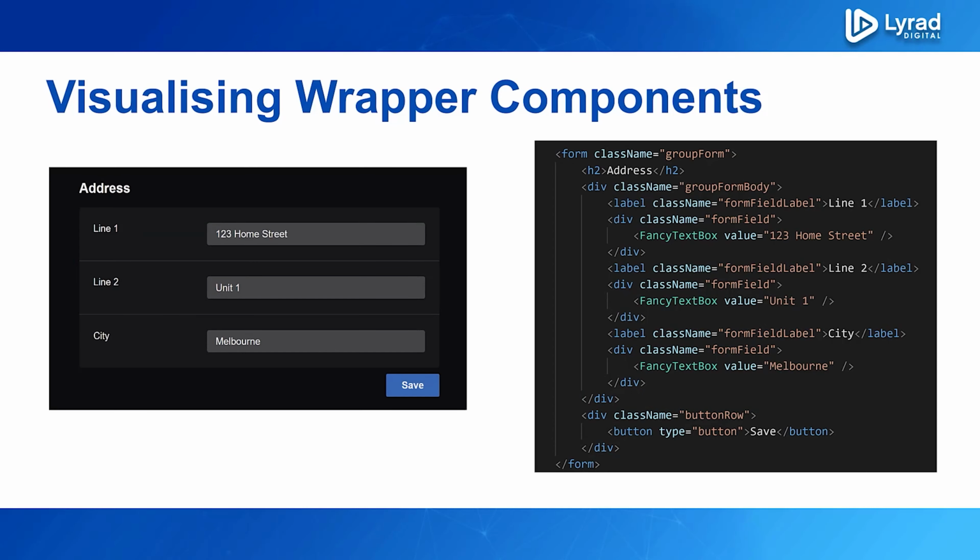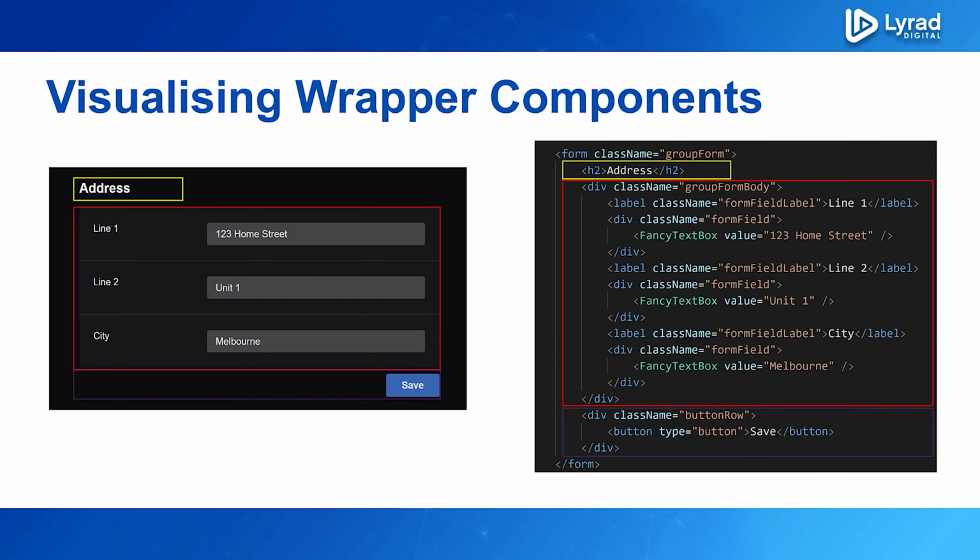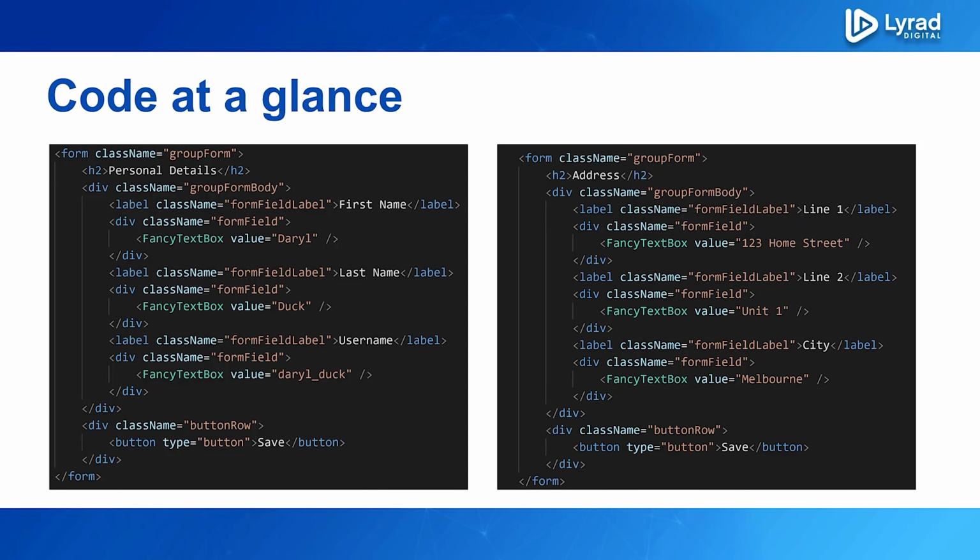Now, we have a similar form in the same application. We can see once again that there's a title, there's a body, and it's got the same bottom part with the save button, right? So this is probably a good candidate for reusability using wrapper components. Now, let's put the code side by side. So the code on the left is the code from the first example. The code on the right is the code from the second example that we just saw.